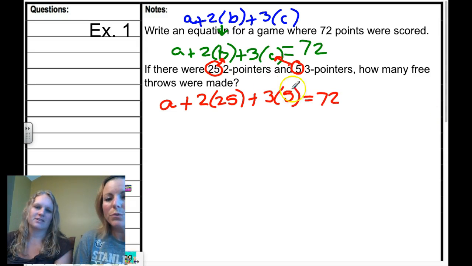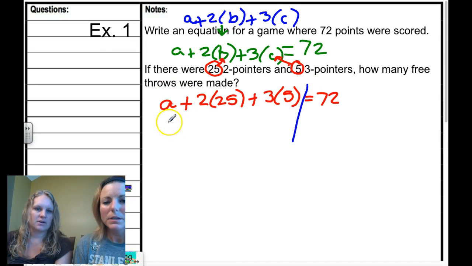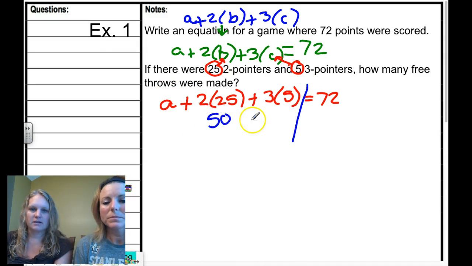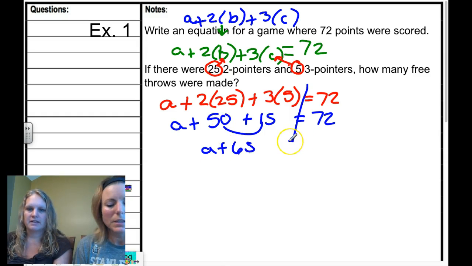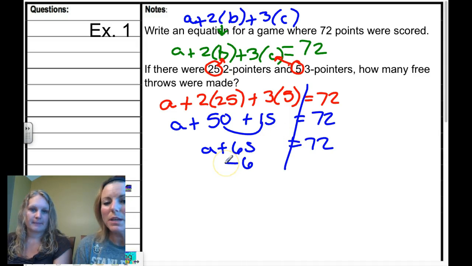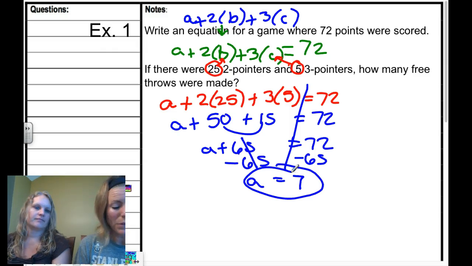And now we're just going to go through and do the math. Yep. So we've got the 50 here, plus the 15. Don't forget to bring the A down. Correct. Equals 72. Combine these. Yep. So we got A plus 65 is equal to 72. And subtract 65 on both sides. Perfect. And when we do that, we get A is equal to 7. Nice. And there's our answer. There were 7 free throws.